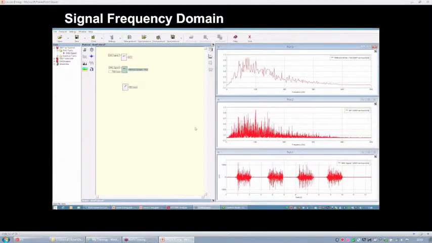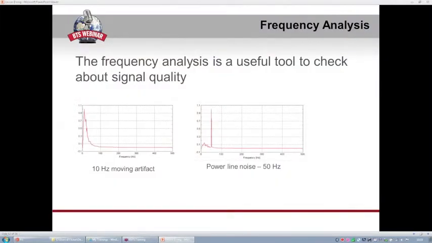In general, I would say that the frequency analysis is a good tool that can be used to check the signal quality, and to investigate undesired noise or signal artifacts. For example, in these slides, you can see two typical examples. On the first image, you have a typical spectrum containing 10 Hz moving artifact. So you can see that the spectrum is shifted to the low frequency. While on the second image, you have a typical spectrum containing a very huge power line noise at 50 Hz. Those undesired noises can be eliminated or reduced by means of a specific tool called a filter.